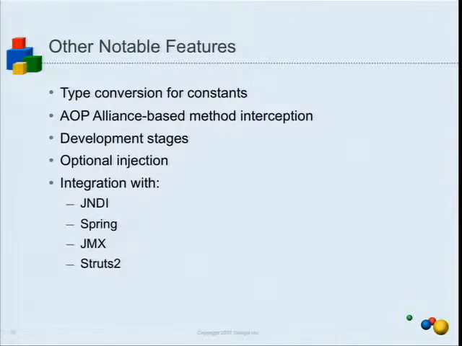So Guice right now lets you specify development and production stages. And it has that behavior for singletons like I just explained. But it also makes this information available to your modules, so you can write custom code based on whether you're running in development or production.